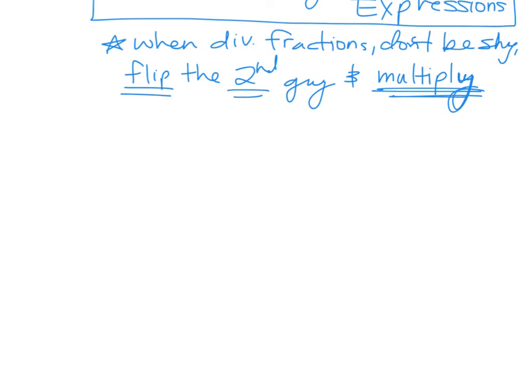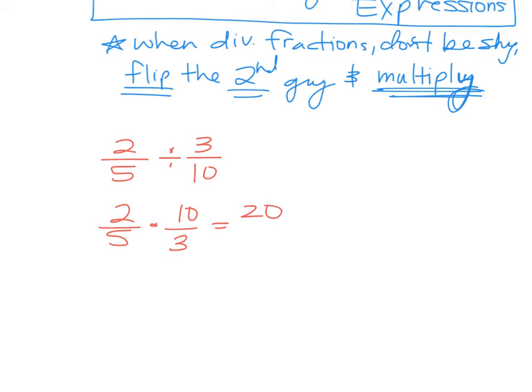So let's just quick recap, okay? If I said 2/5 and we were going to divide by 3/10, that's the equivalent of saying 2/5 times what? 10/3. So 2/5 times 10/3, and that would be 20/15, or divide both of those by 5, 4/3, or 1 1/3. So make sure you flip and multiply.